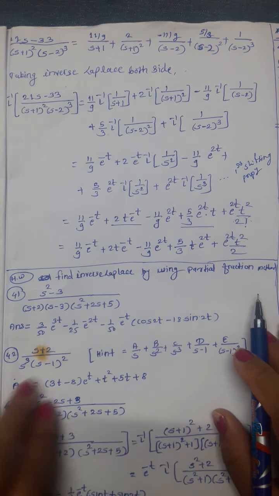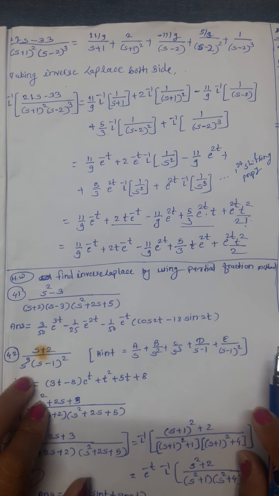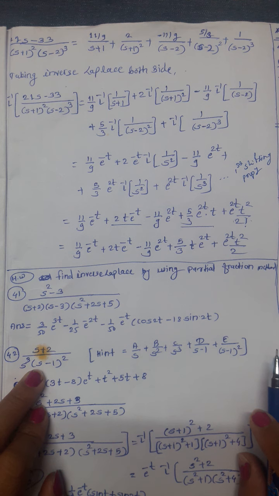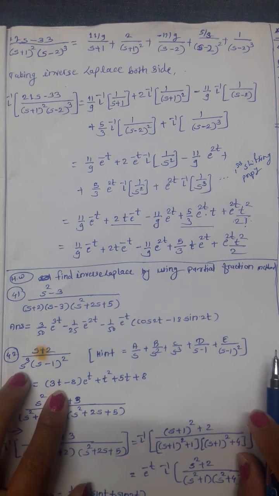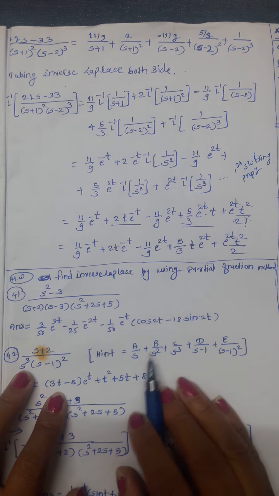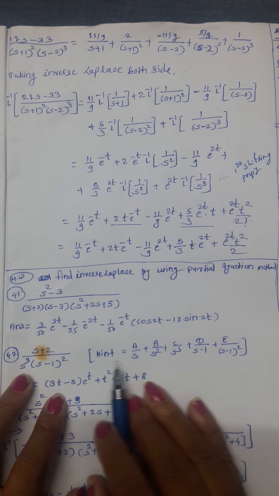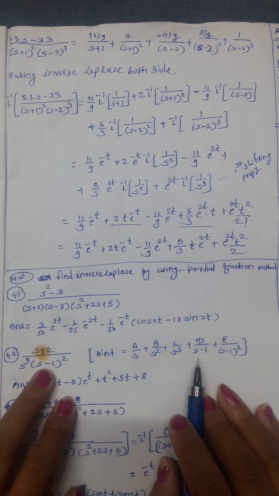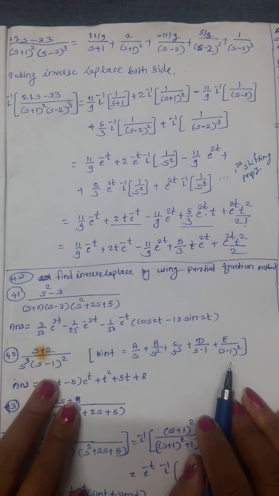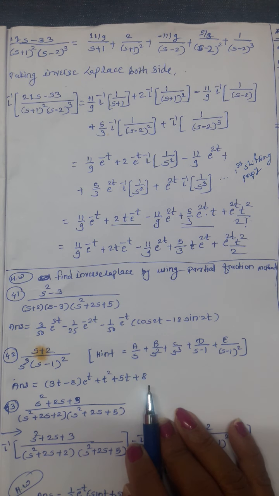Answer is this. Okay, now here, see, for s plus 2 upon s cube into s minus 1 bracket square, there are a total of 2 terms here, but s cube means s is a linear term which repeats 3 times. This is the meaning of s cube. That's why you have to use type 2 for this s cube, which means a upon s plus b upon s square plus c upon s cube. This is the linear repeated factor. This is also linear repeated: d upon s minus 1 plus e upon s minus 1 bracket square. This is a hint for you. Answer is this.